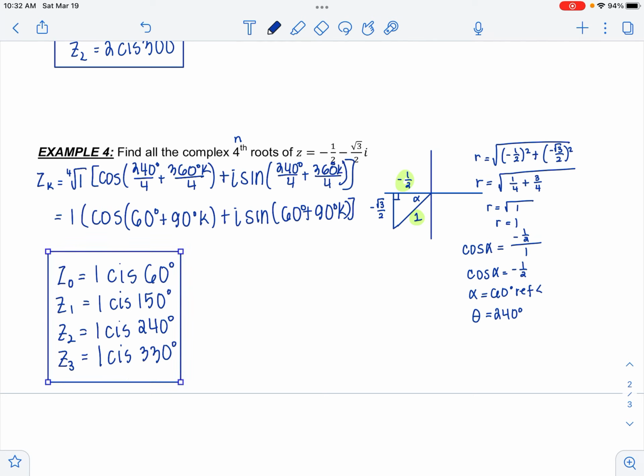People always ask you have to write the 1. If you're writing in cis form, absolutely. If you were writing the long way, where you were writing 1 cosine of 60 plus I sine of 60, you wouldn't need the 1 here because it implies that there's a 1 there, but when you're writing in cis form, you want the 1 in front.